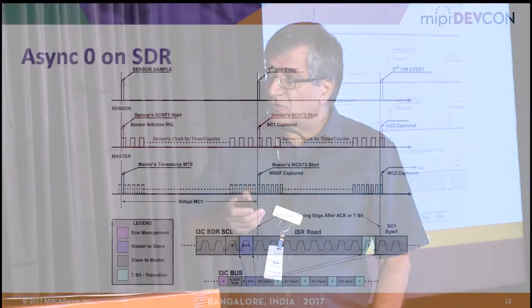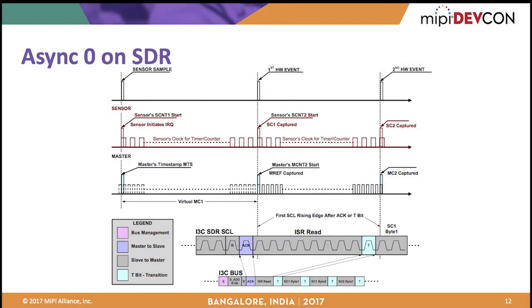The practical application here on SDR: the events are actually the first rising clock edge after the in-band interrupt has been accepted. See, that's the thing. So it's going to be accepted. Then this is the first identifiable hardware event. And then comes the read of the mandatory data byte. And after the T bit, the immediately following rising SCL edge is the second event.